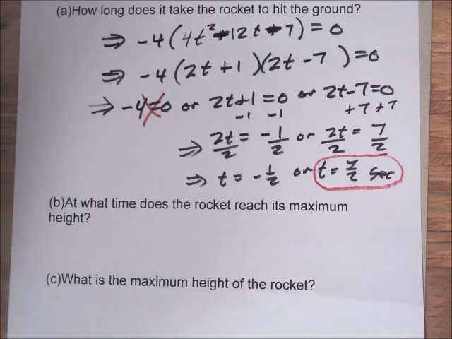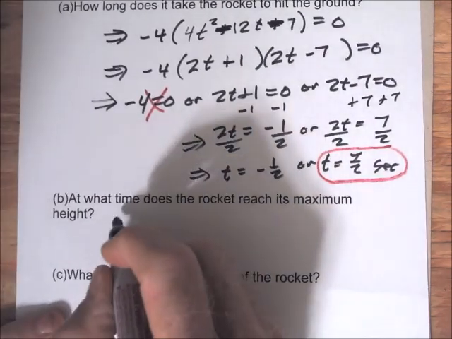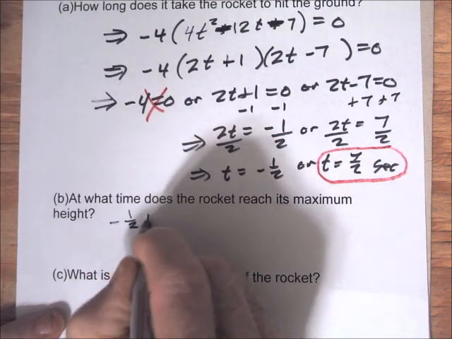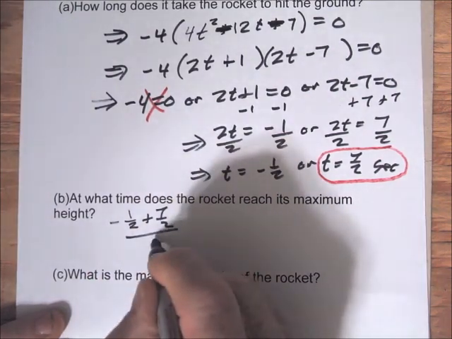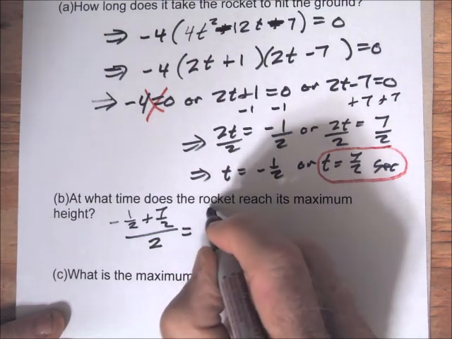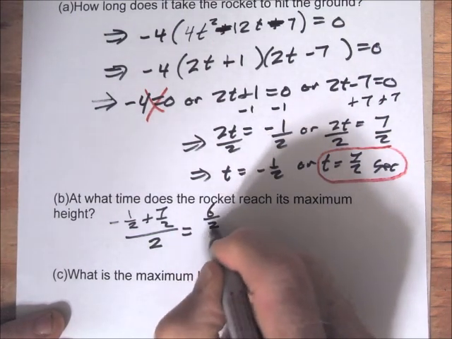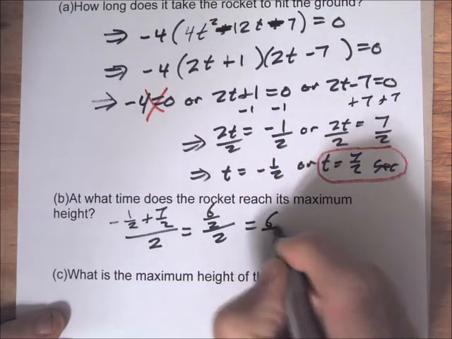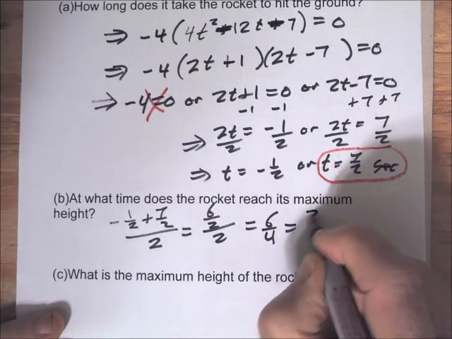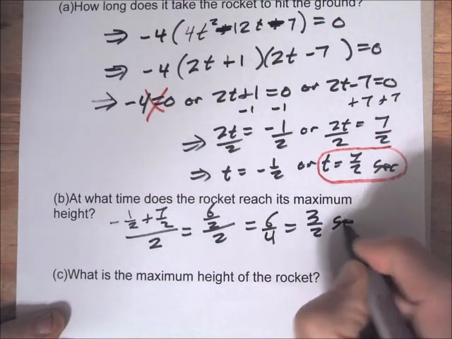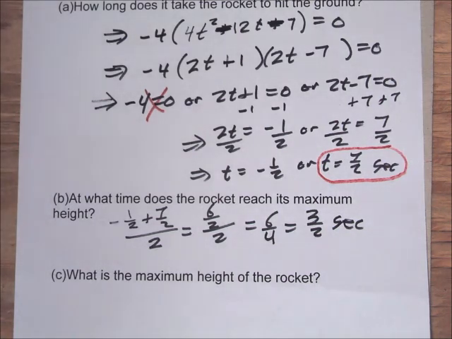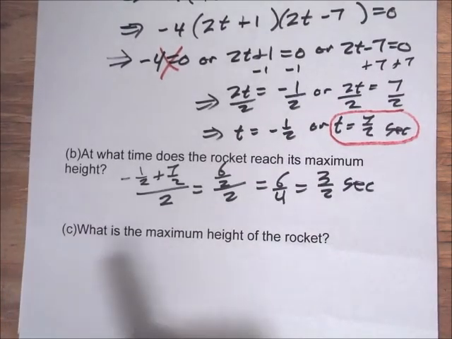So if we just take the average of the two t-intercepts, -1/2 plus 7/2 divided by 2, that's 6/2 divided by 2, or 6/4, or let's reduce it to 3/2, or 1.5 seconds. So the time the rocket reaches the maximum height is about 1.5 seconds. And then part C, what is the maximum height?